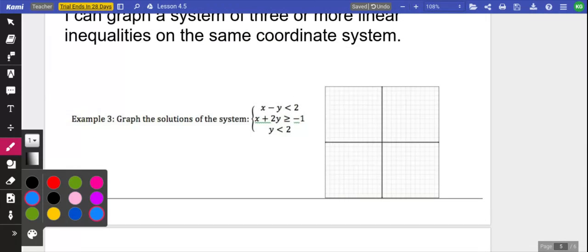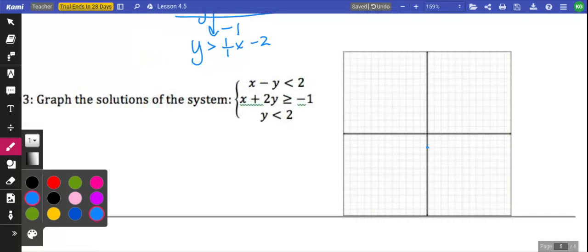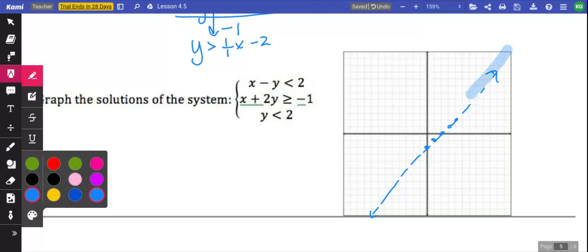Okay, here's a third example. The first one I'm going to need to subtract the x. So that would give me negative 1y is less than negative 1x plus 2. Divide by negative 1, which is going to flip my sign. So y is greater than 1 over 1x minus 2. So I start at negative 2 and then go up 1 over 1. Dashed line. And it's greater than, so I'm going to shade above.